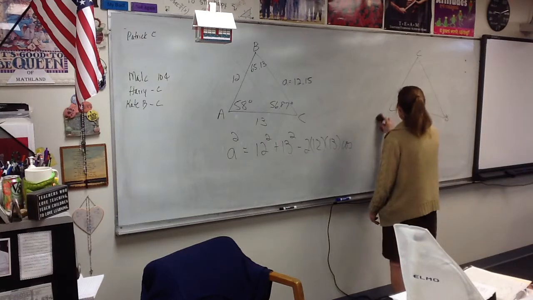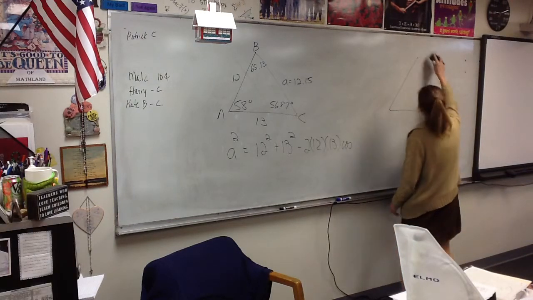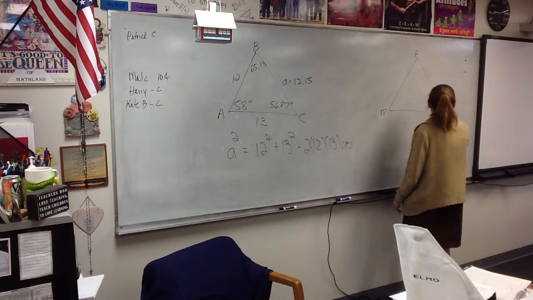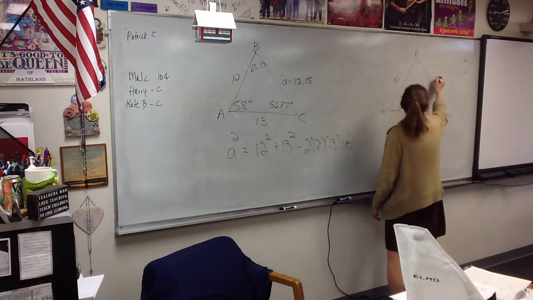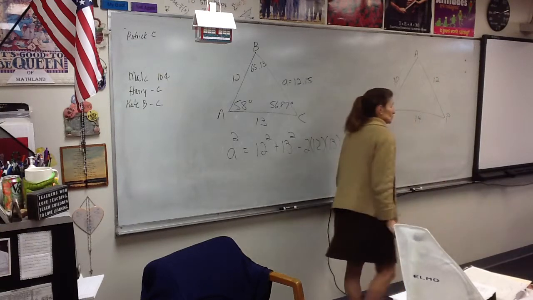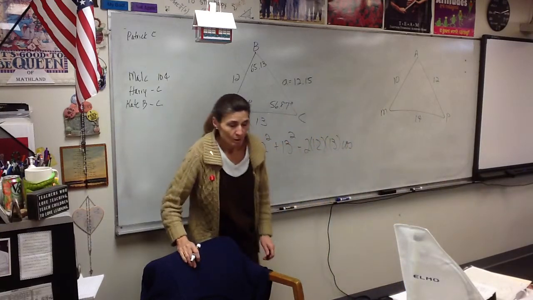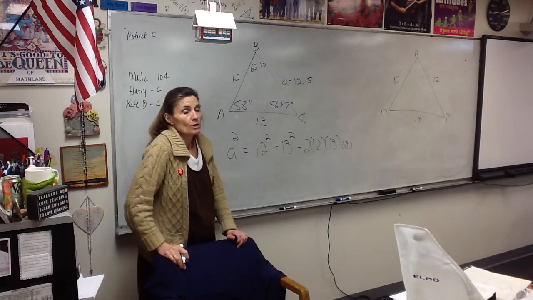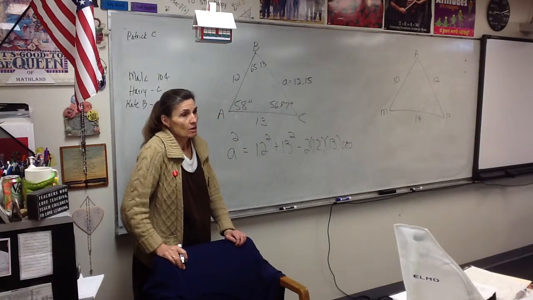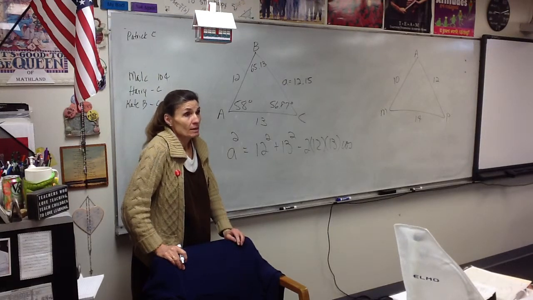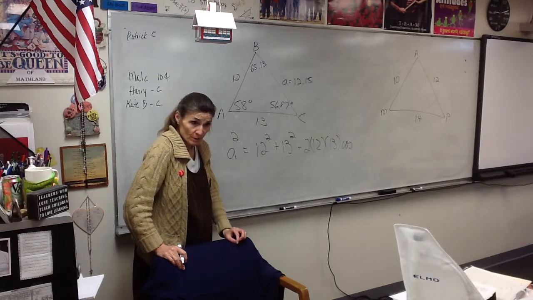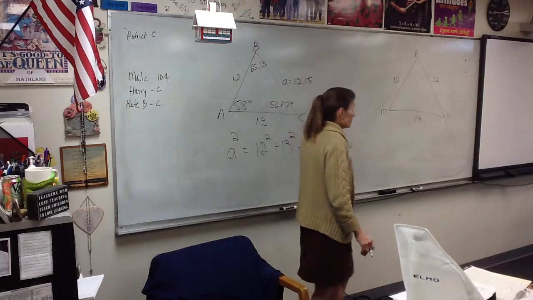I'll use different letters. What have we got going here? Got a lot of sides going. No angles. So it's a side, side, side. And if there are no angles, there's no way I'm going to be able to use my law of sines. So I'm going to have to do cosines. So here we go.